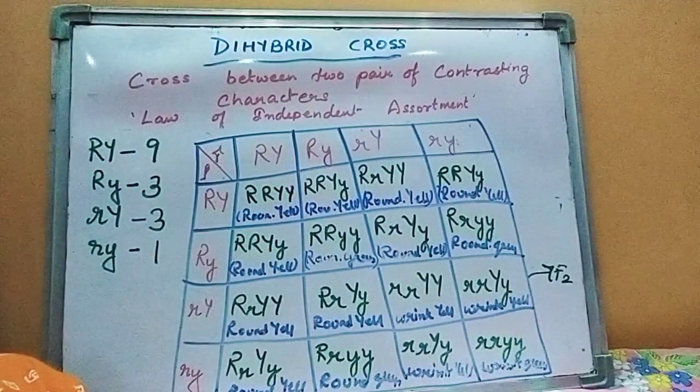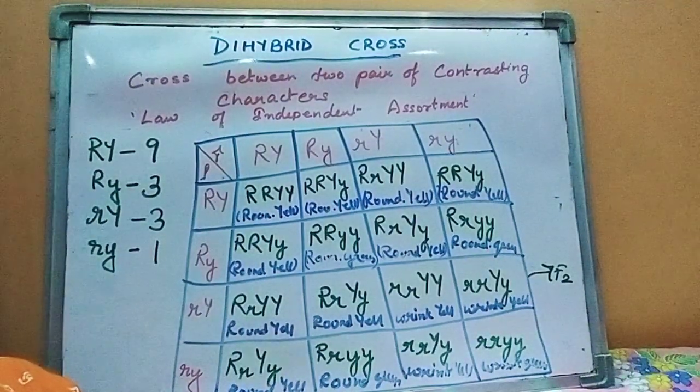So this was the dihybrid cross of Mendel with the law of independent assortment.